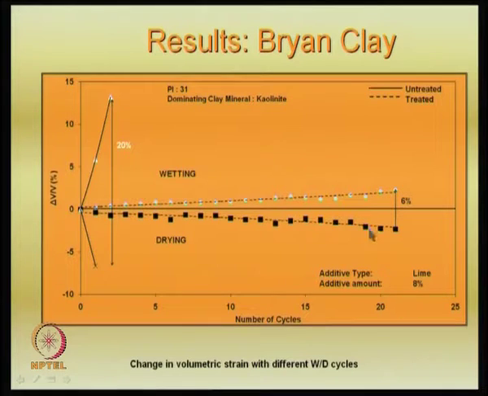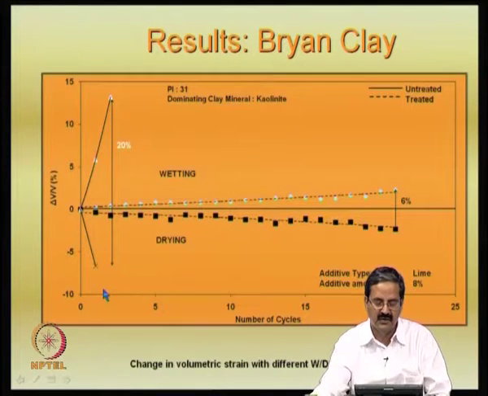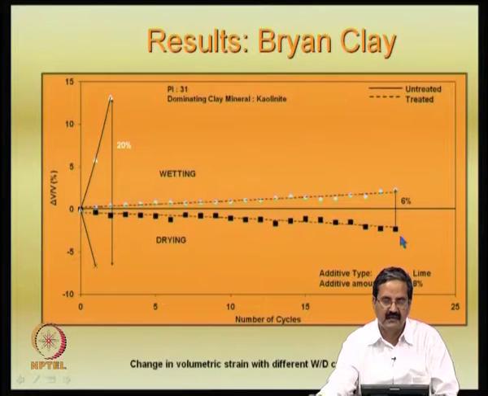You can see that untreated material is like this, whereas treated material is like this. What it means is that the treated material is able to withstand more variations because of minimum change in water content, whereas you can see that the untreated material has a big volume change. It can have expansion, and this is shrinkage, the minus sign shows shrinkage. So here you can see that even after a number of cycles, the extent of change is 6%, whereas it is 20% here.